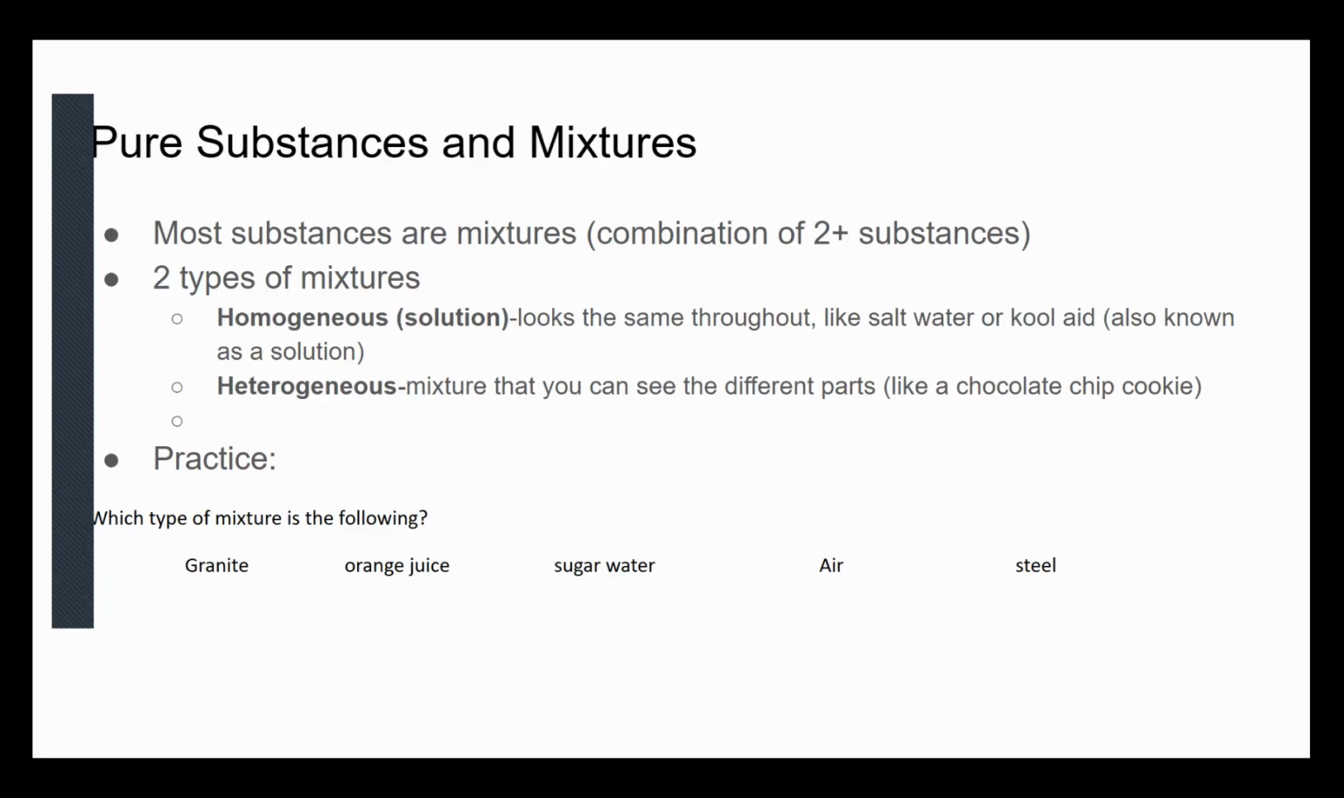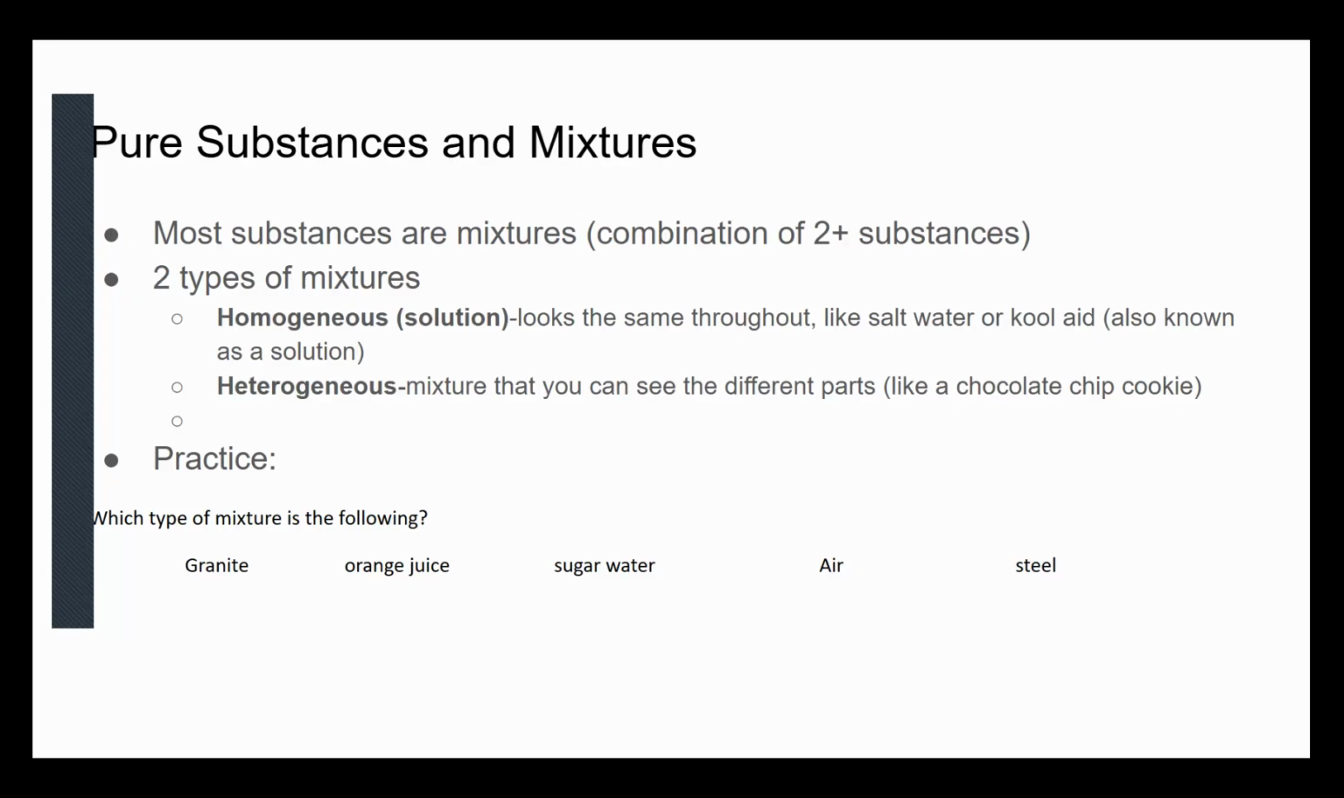Heterogeneous mixtures can also be solid, liquid, or gas. And these are mixtures that we can see the different parts, like a chocolate chip cookie. You could see the chips in the cookie, so you could see those different parts.